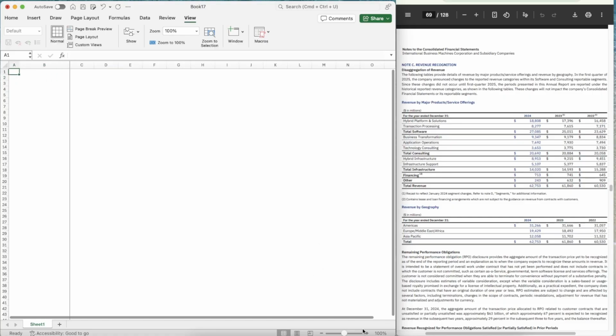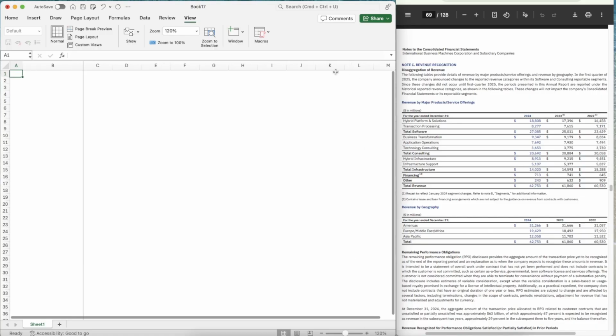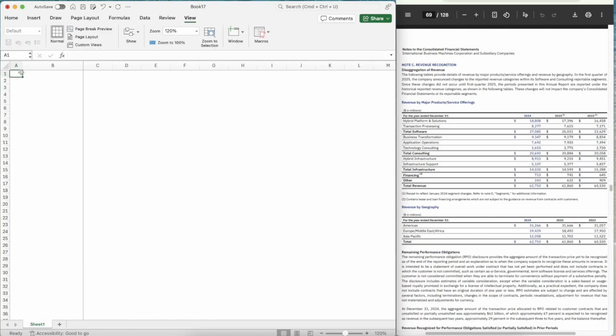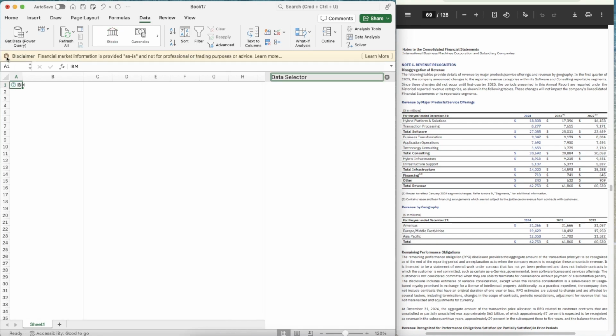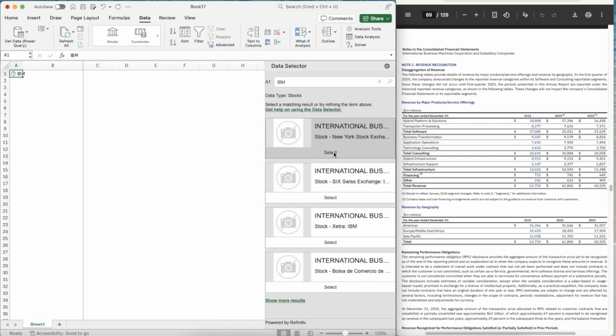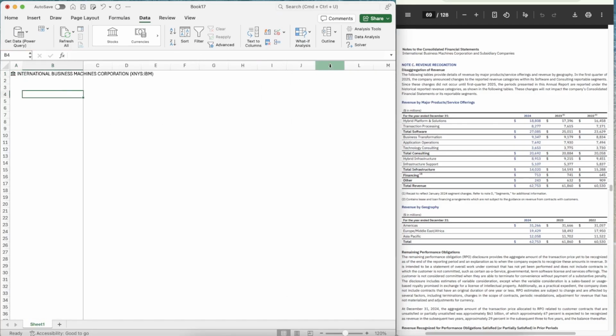So I will zoom in to about M, I think. Go equals. No, actually, just type in IBM. Data, Stocks. There you go. Ticker, date, current, implied. And we want to know if there's any upside or downside.